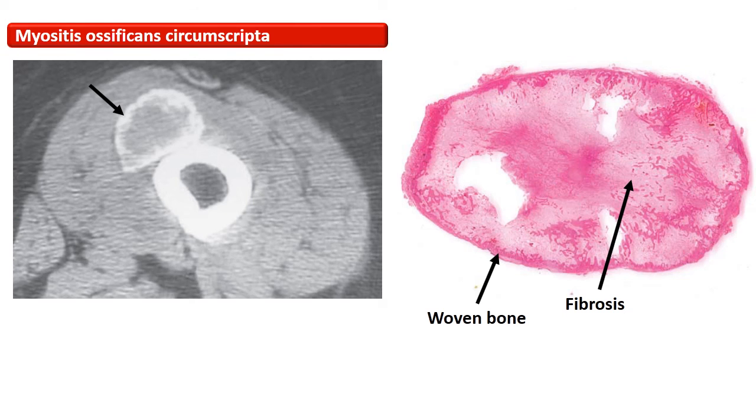On the left, the MRI is showing axial view of the thigh with a femur and adjacent ovoid intramuscular mass. On the right side, the low power view shows peripheral woven bone and central fibrosis.